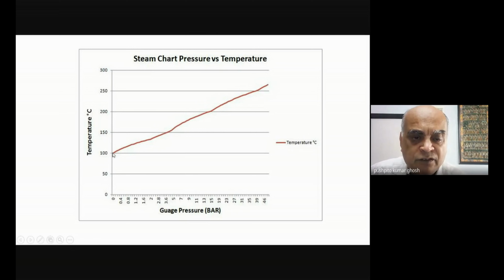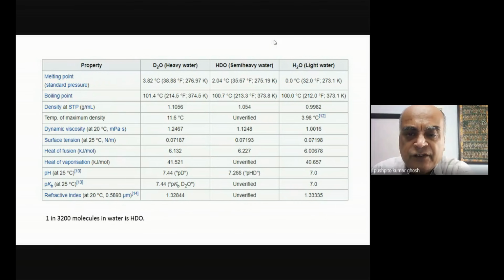Okay, so here you can see it is boiling at 100 degrees centigrade. And as I increase the pressure, the temperature of the steam goes up. Okay, so that is the standard steam chart.